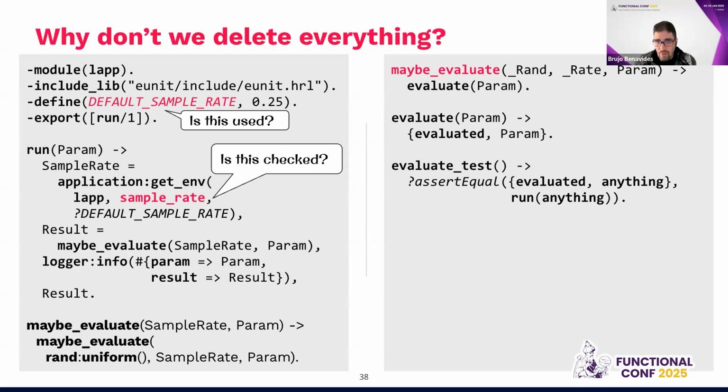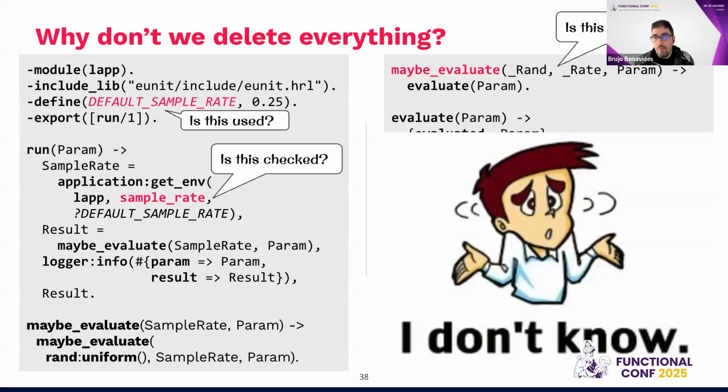Well, again, we stopped using it here, but before removing it, we should check that the whole code base is not using this sample rate again. What if this function that doesn't need the first two arguments is called from somewhere else? And we break that by removing the unnecessary arguments.